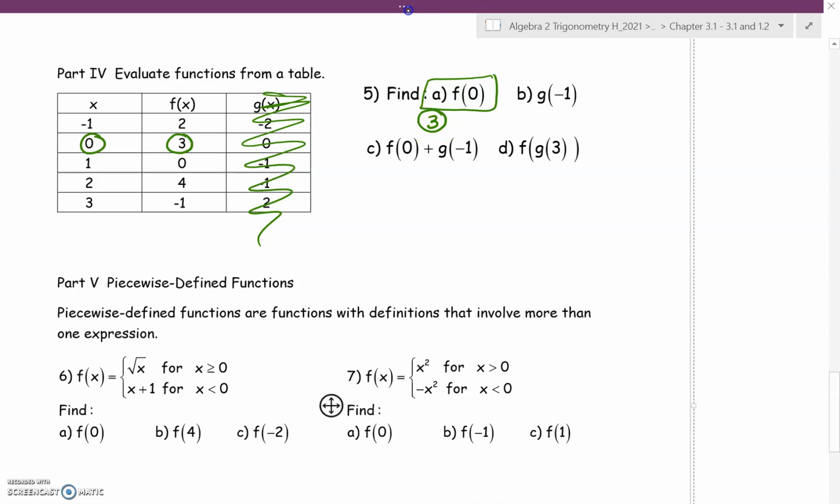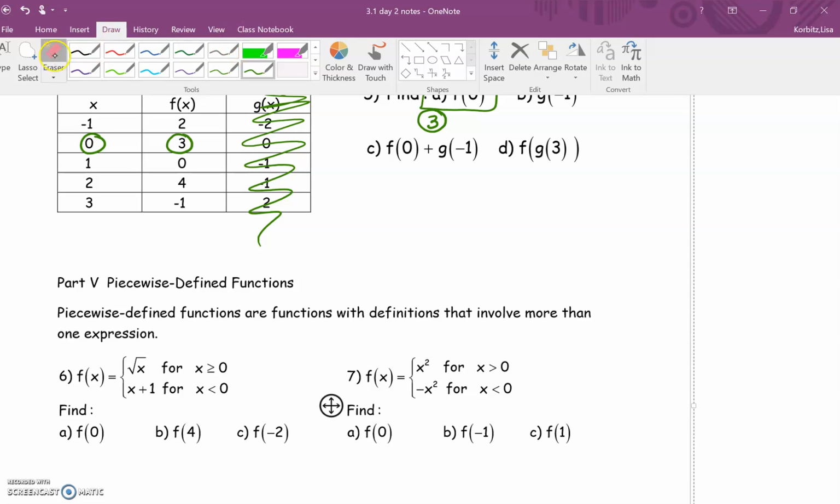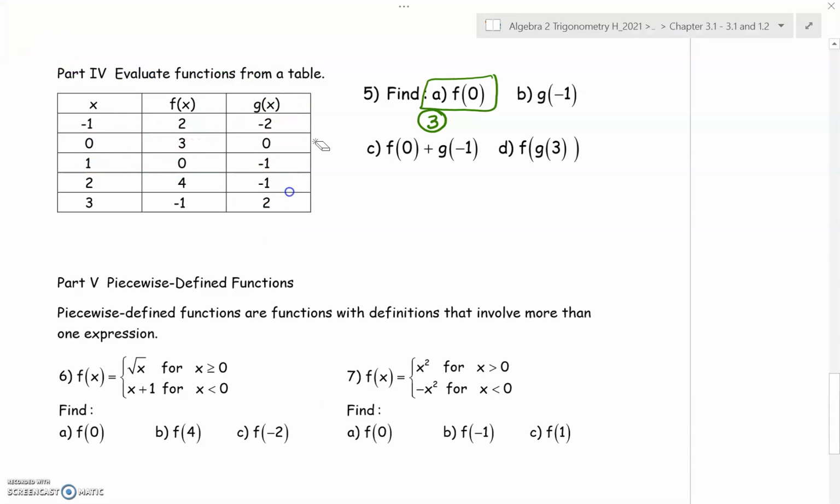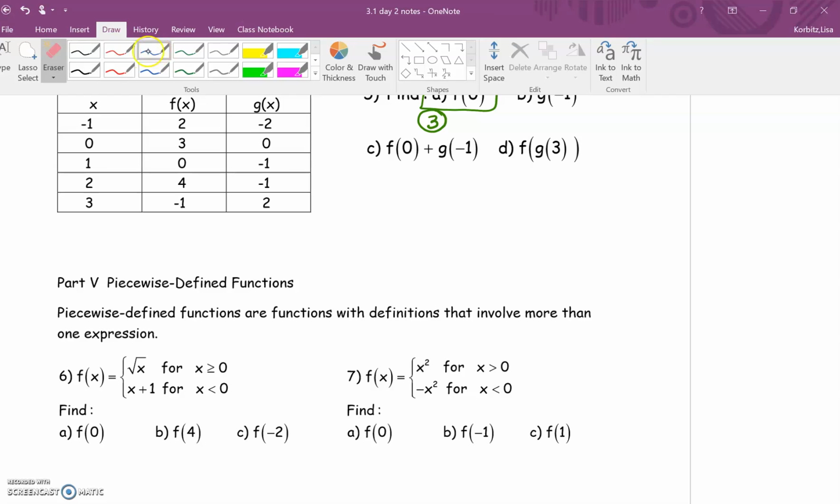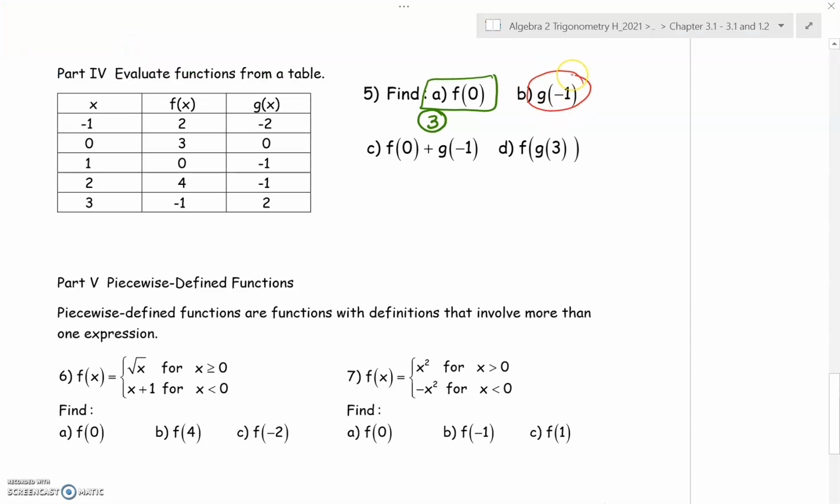Okay, so now for the next one, I'll erase that. For the next one, let's get a different color. We're talking about the function g. So really, f, we don't even need that at all. So this is saying when x is -1, what is the y on g of x? So let's take a look. If x is -1, the y value is -2.